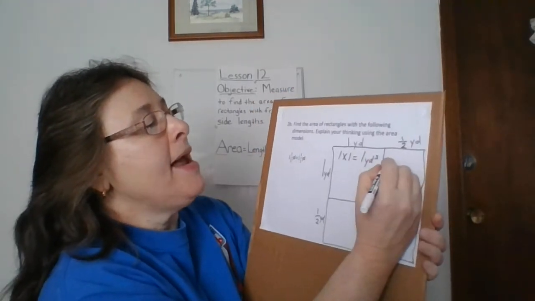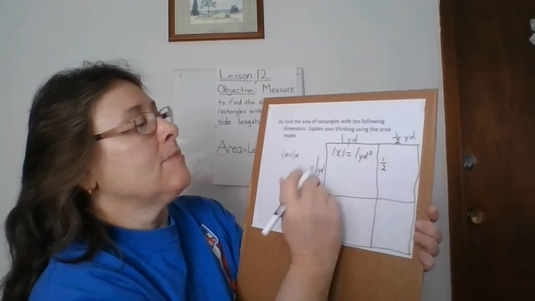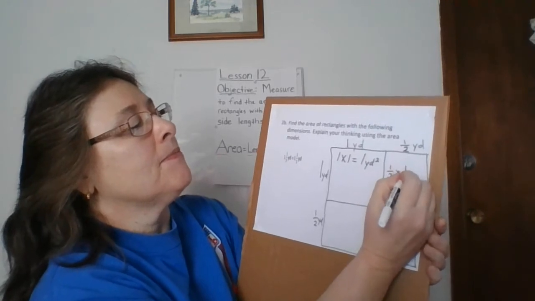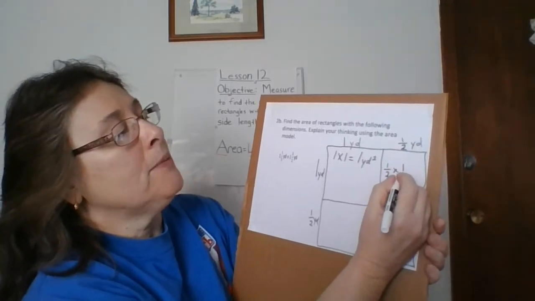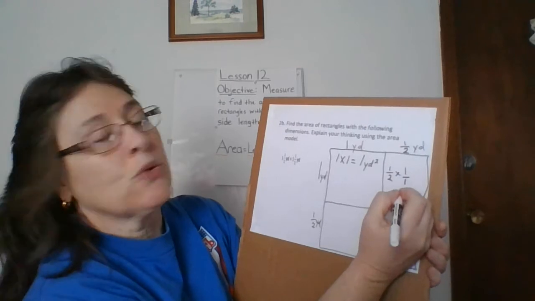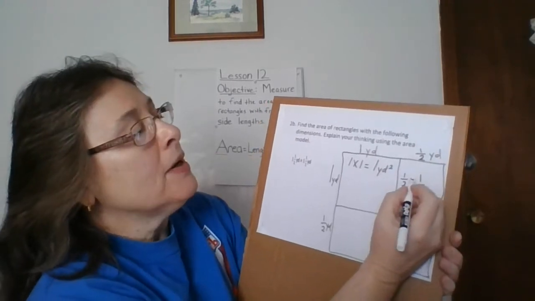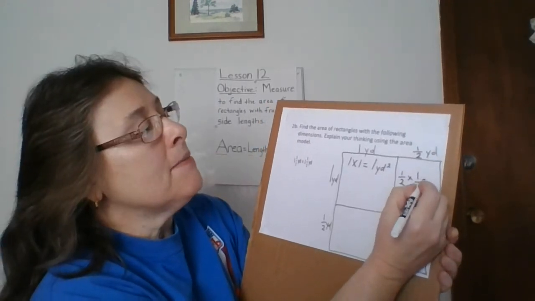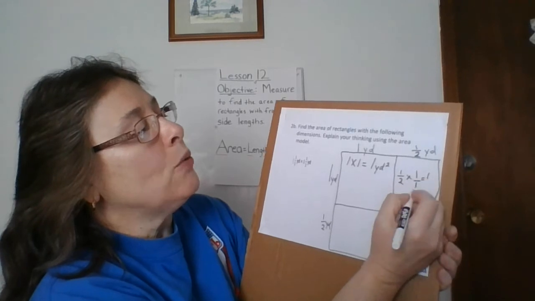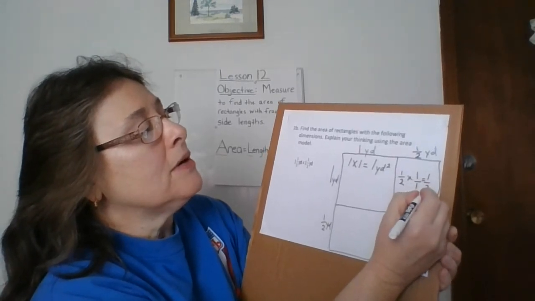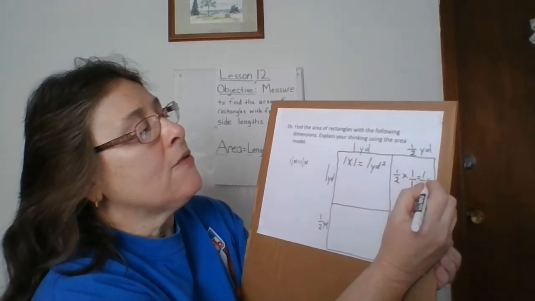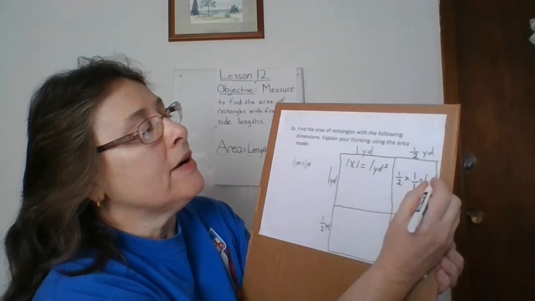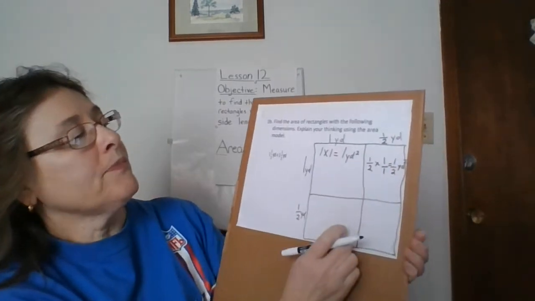It's 1/2 times 1. Now remember, I have a whole number. I'm going to put it over a 1, so I turned it into a fraction. It's still equal to 1. I'm allowed to do that. 1 times 1 is 1. 2 times 1 is 2. So I have 1/2 of a yard squared.